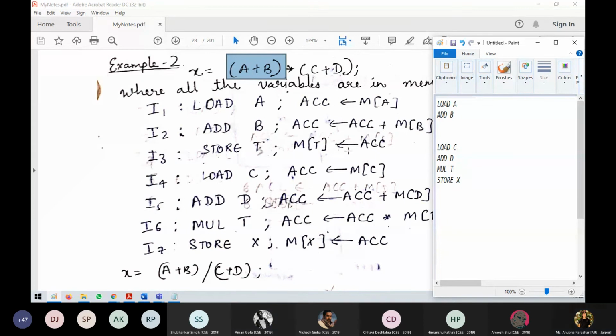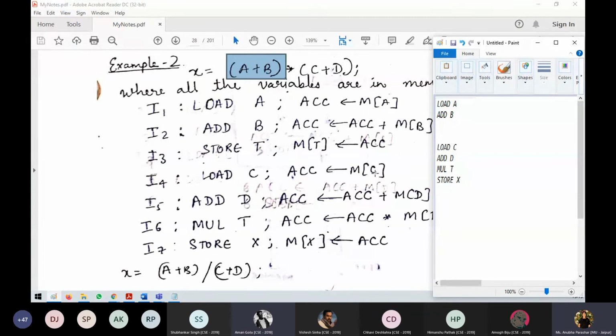Now we are not storing the accumulator value in a temporary register. That means the A plus B value is still in accumulator. When you say load C, whatever value of C is, it is coming to accumulator. So the doubt was that load C cannot put the value in the temporary register, it will always go to the accumulator.